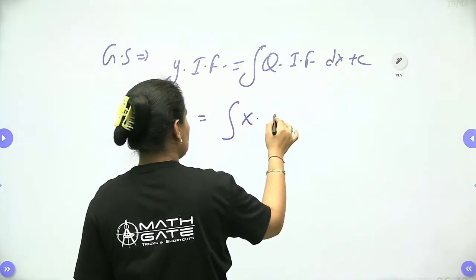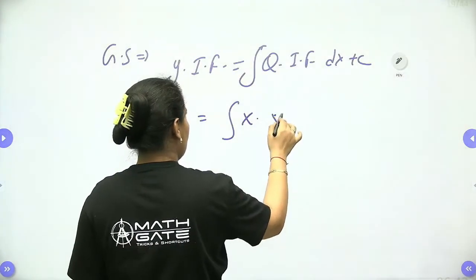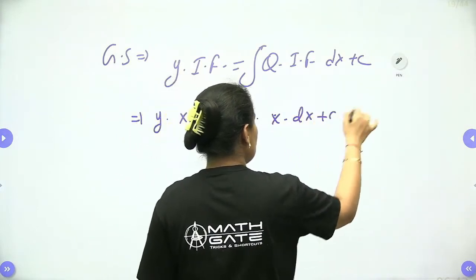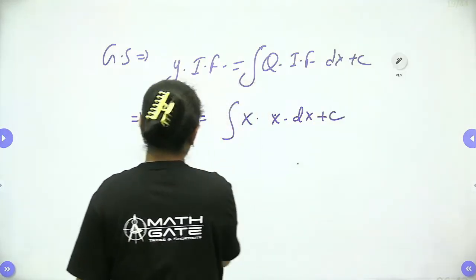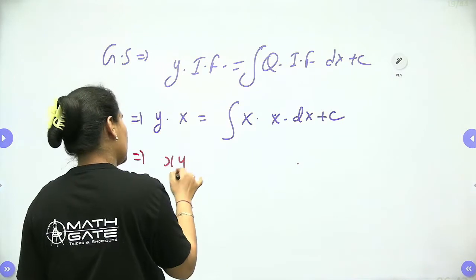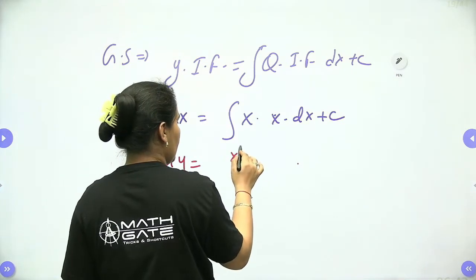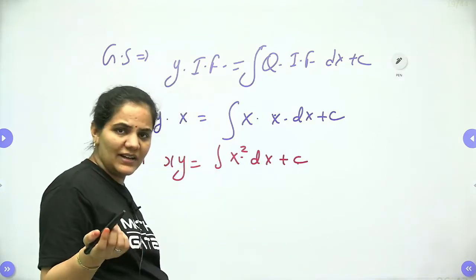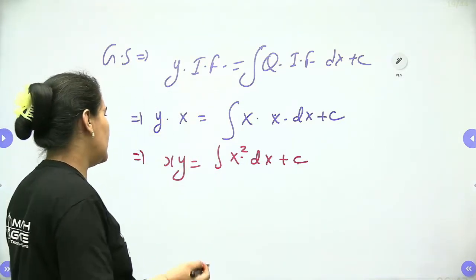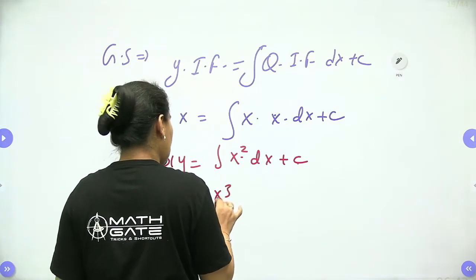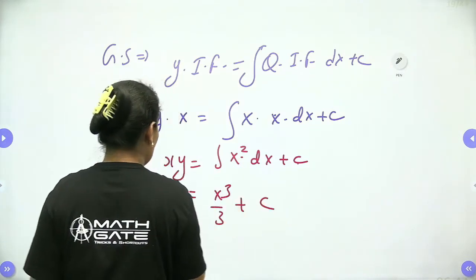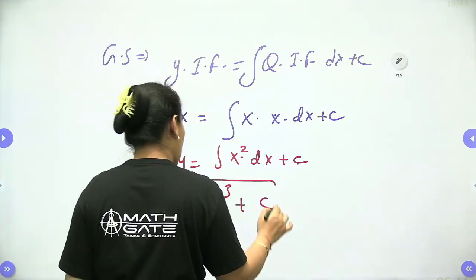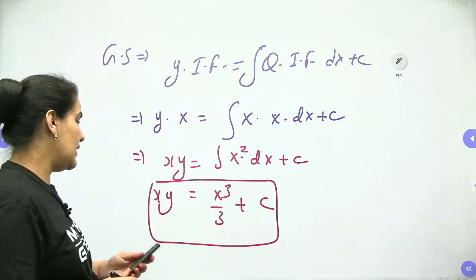We can write down x, and its integrating factor is x again, dx plus c. So when we calculate this one, it will be xy, dear students, it will be x square. We have to integrate x square only, so we can easily integrate x square. When we integrate, it will be x cube by 3 plus c only, it will be xy. Now here we cannot leave the answer.